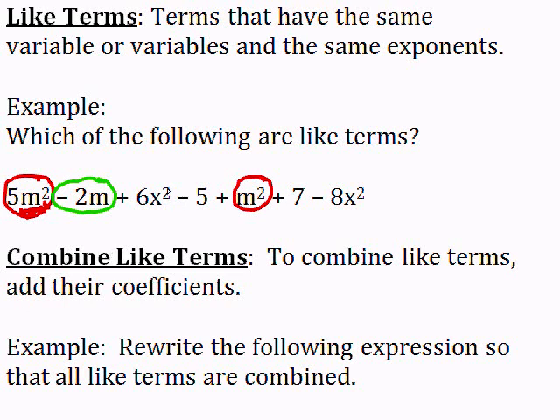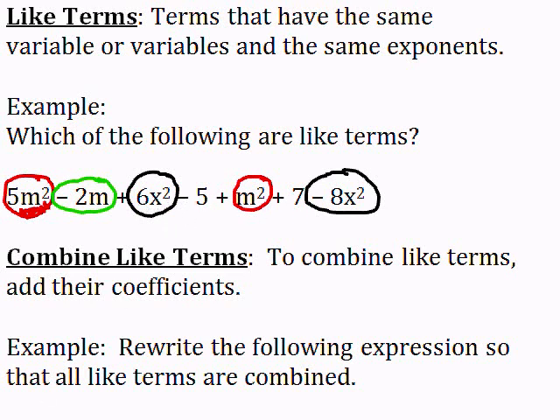Let's take a look at 6x squared. We're looking for other terms that have an x squared. Negative 5 doesn't work, positive 7 doesn't work, but negative 8x squared does. So negative 8x squared is a like term with 6x squared, because they both have x's to the second power.